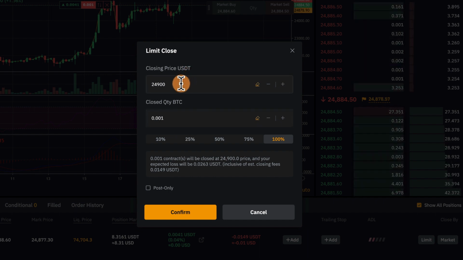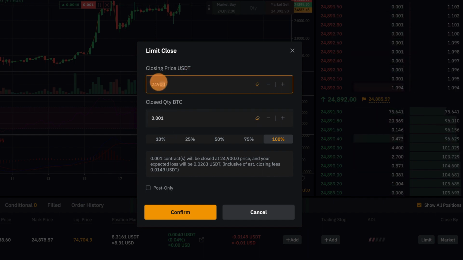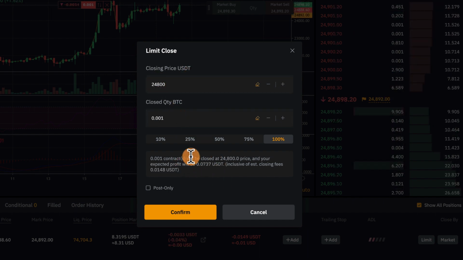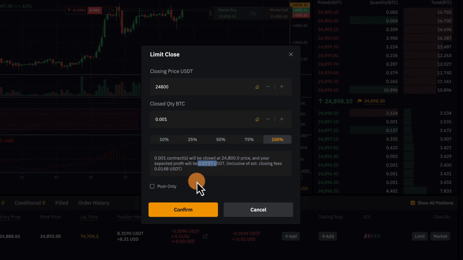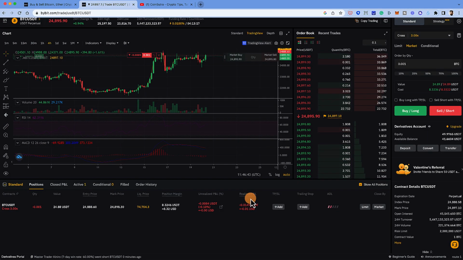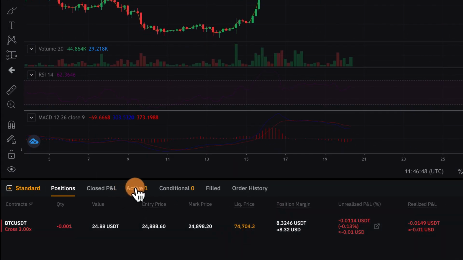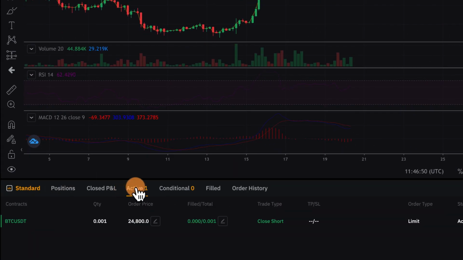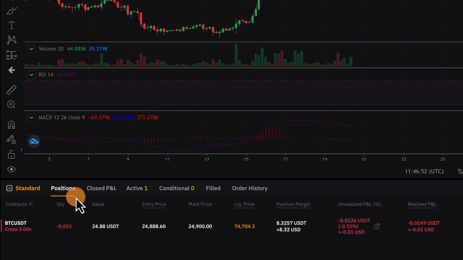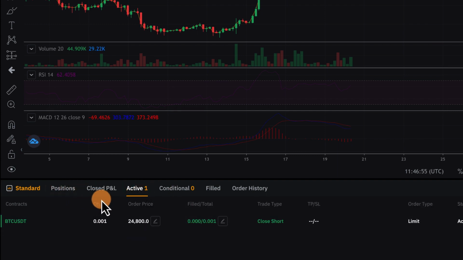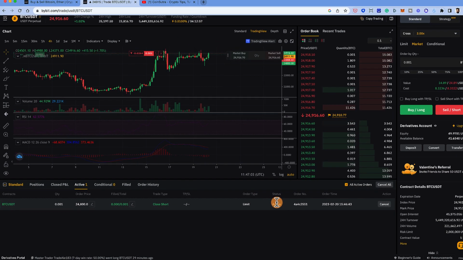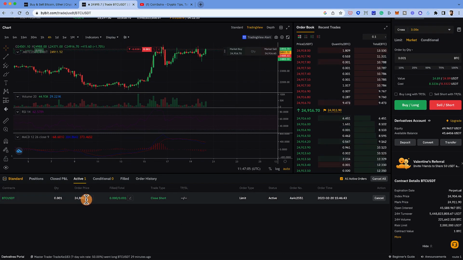So since we are actually shorting the market, we should change it to 24,800. And if we close this, we'll be making this much profit. And that's it. We can click on confirm, and that order is also placed. So we can always click on active to see our existing trade. So this is our position, and we have one active trade where we want to sell our existing position. It could be half or it could be all of it, and it would sell when the price hits 24,800.